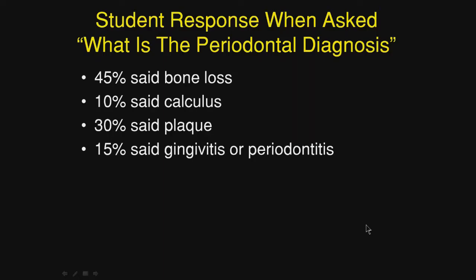When students brought their patients into the periodontal clinic, they were asked, what is the periodontal diagnosis? And we randomly selected 100 patients and 100 students. And to answer that question, 45% said bone loss, 10% said calculus, 30% said plaque, and only 15% said gingivitis or periodontitis, but it was unclear in their mind the difference in treating gingivitis and periodontitis.